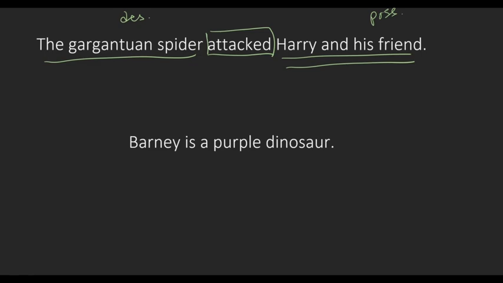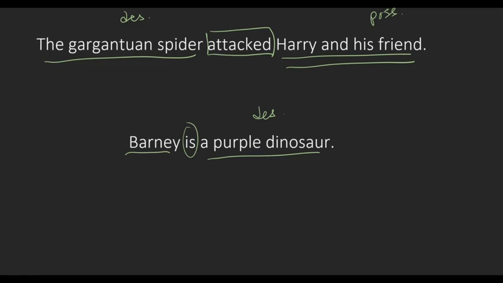Cool. Okay, last sentence. Barney is a purple dinosaur. Barney is a purple dinosaur is an is sentence, because there's an is there. Barney is before is. A purple dinosaur is after is. And purple dinosaur is a descriptive. So we have a descriptive in our after is.